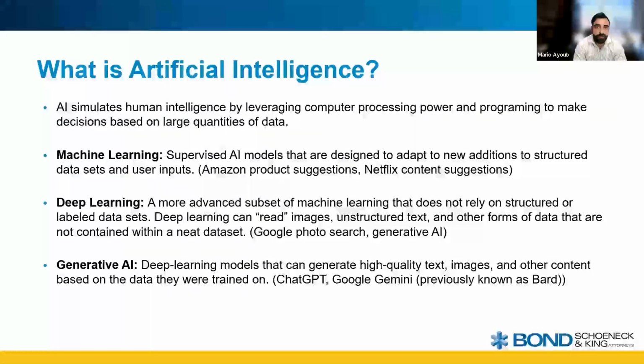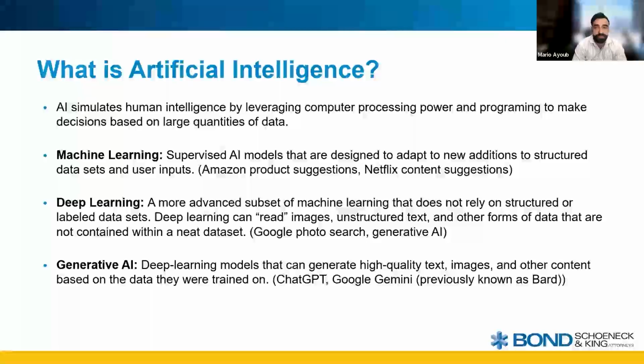So starting very basic, what is artificial intelligence? I think with the rise of ChatGPT and other types of generative AI programs, a lot of us are familiar, at least with some of the basic terms, but I wanted to pull out a few here for our discussion. At its most basic form, AI simulates human intelligence by leveraging large quantities of data and computer processing power to make decisions and can respond to various prompts based on the data it has access to and the prompts that the user gives. That's the very, very bare bones definition of AI.